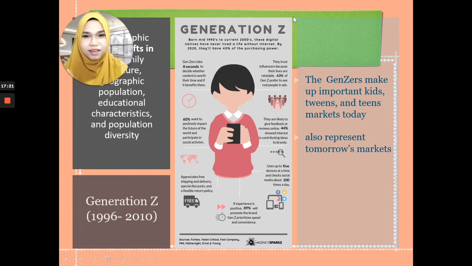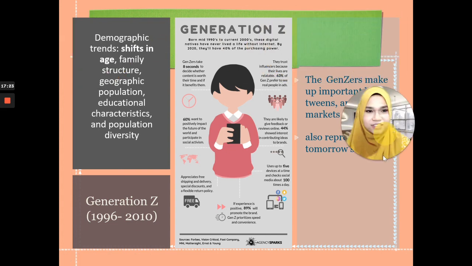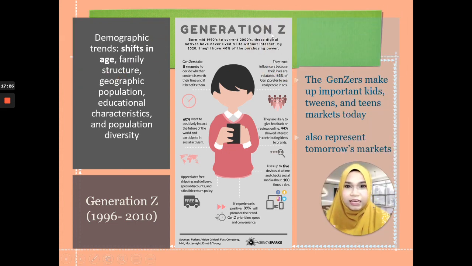Next one, I think this is you, Generation Z. Generation Zs are those people who are born between 1996 and 2010. I bet this is you, where you are the Gen Zers. Gen Zers is another name for Generation Z, which makes up the most important kids, tweens, and teens market today. So you are the teenagers now, right? So you also represent tomorrow's market, because typically this Gen Z are the teenagers nowadays.